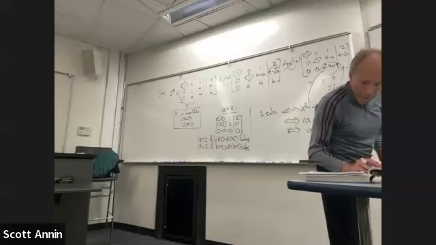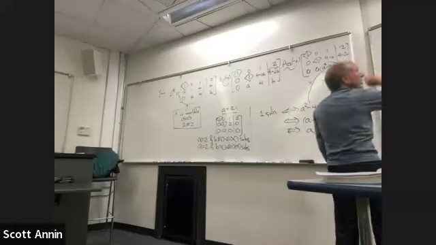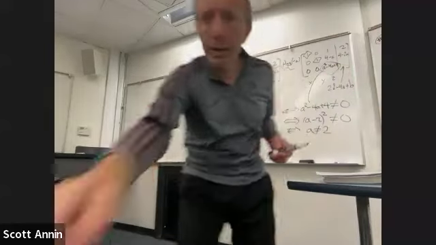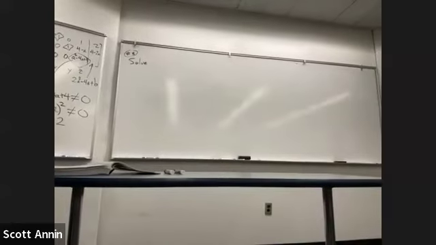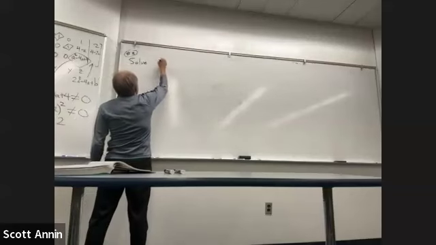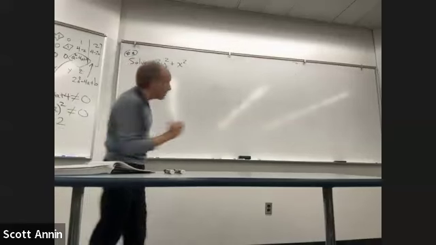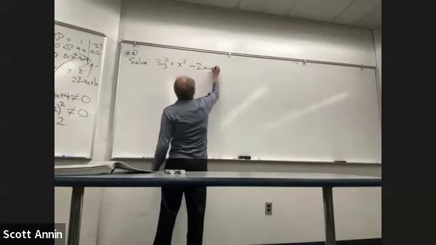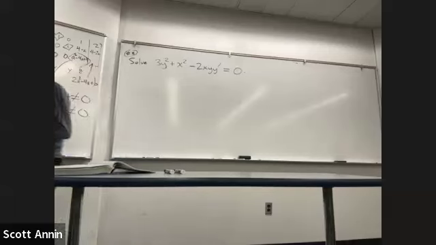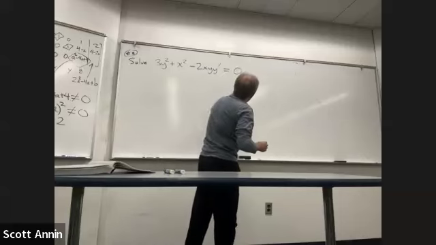Let me find the one I want to do here. So let's solve, what number am I on? 3? Okay, number 3. Number 3 is going to be the following problem. I'm just pulling this one out of the book here. 3y squared plus x squared minus 2xy prime equals 0. Okay, so I don't think we've looked at this one before, and I think it might be good to do so.